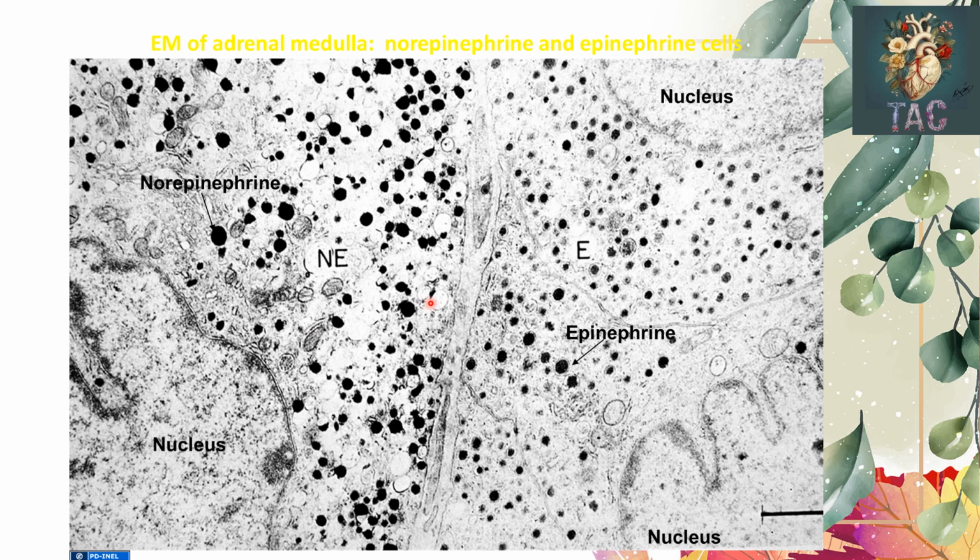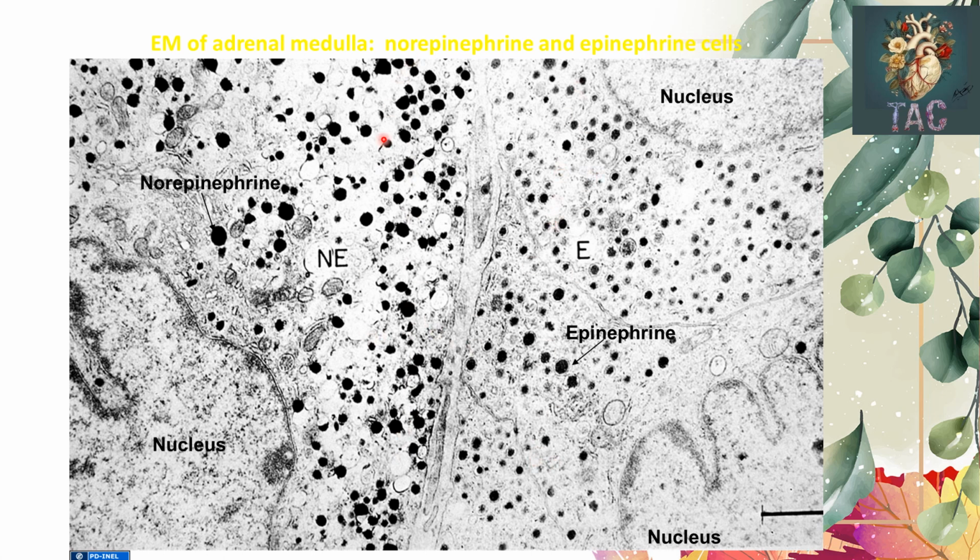So this is an electron micrographic picture of the cells of the adrenal medulla. This is the cell which secretes norepinephrine, and this one is the cell which secretes the epinephrine. So here you can see the difference, that both of these cells contain dense core granules which are present in both the types of cells.